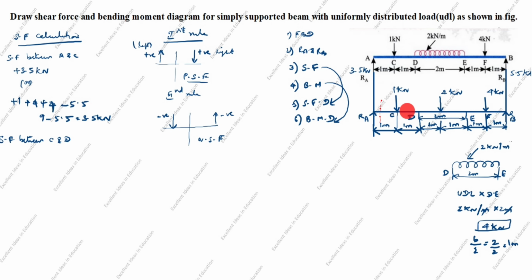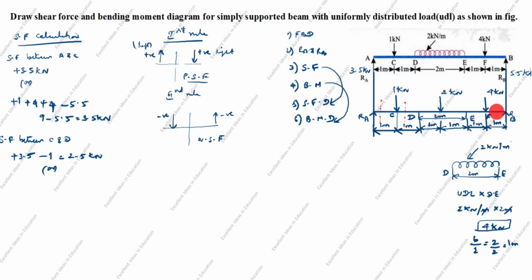Now we will calculate shear force between C and D. So we will draw the line. From this side to this side is left side. So from here to this side is right side. Now we will calculate left side. Left side, you see the arrow goes up. Up is positive. Plus RA value is 3.5. Next, you see the arrow comes down. Down is minus 1. Up to here only we will calculate left side. So what comes? 3.5 minus 1 is 2.5 kilonewton.